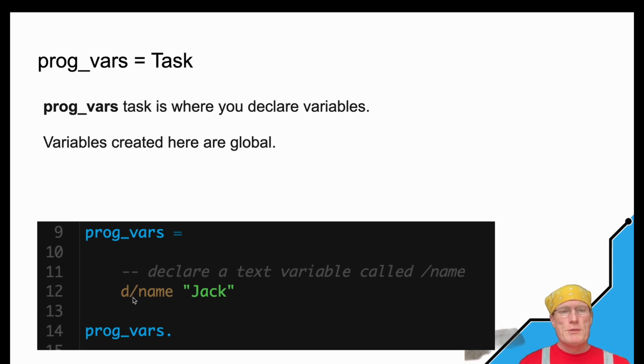Now all variables in Octagon start with a slash, and you can see that here. And the little D in front basically tells Octagon that we are declaring this variable. And we're going to learn about that next. And then the last thing to take away from this is that any variables that you create in the prog.vars task are global, and all that means is that you can use them in any part of your program.